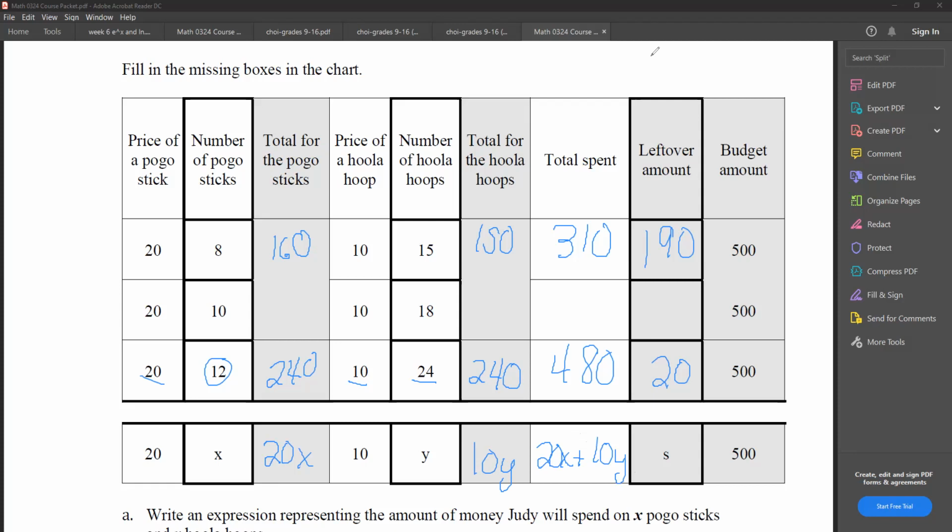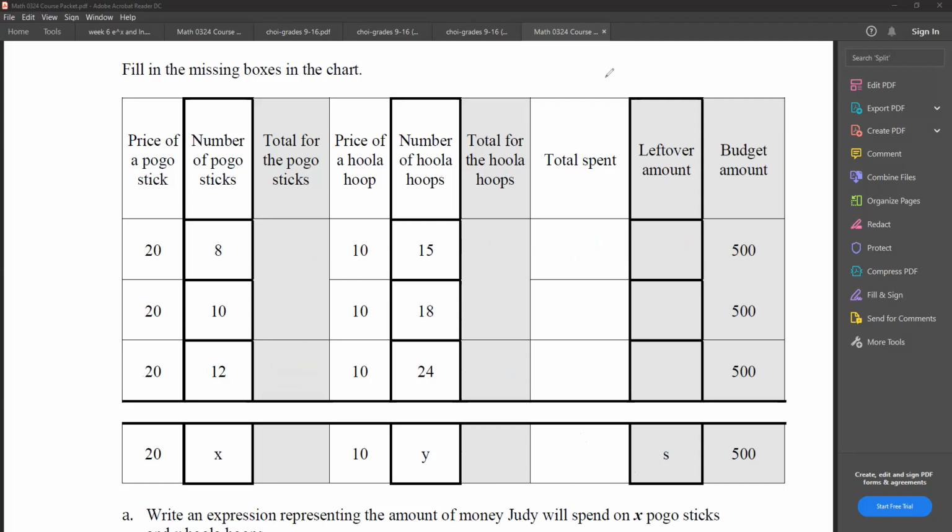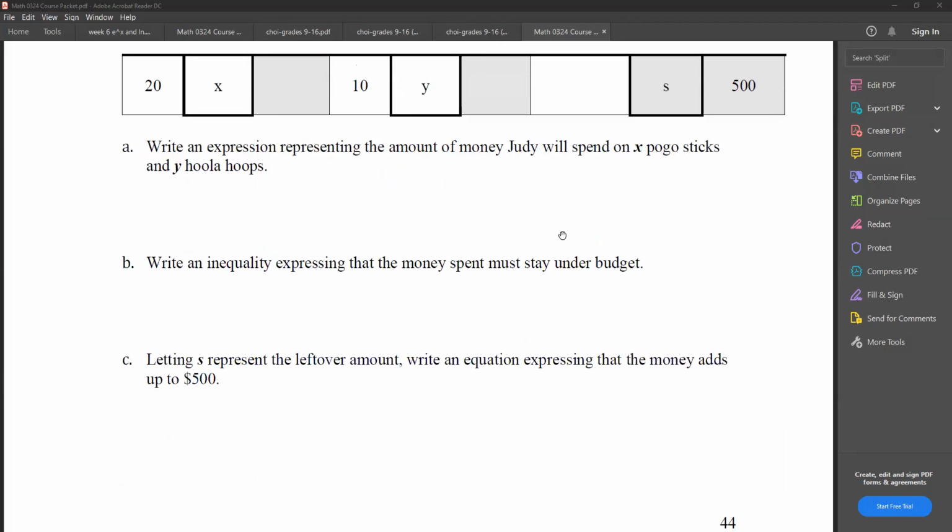Okay, so let me do this. All right, so the total money that she spends on X pogo sticks and Y hula hoops is just what we wrote down there. The money on pogo sticks would be 20 times X. The money on hula hoops would be 10 times Y. And that's the money, okay? The inequality: the money I spend has to be less than or equal to $500.